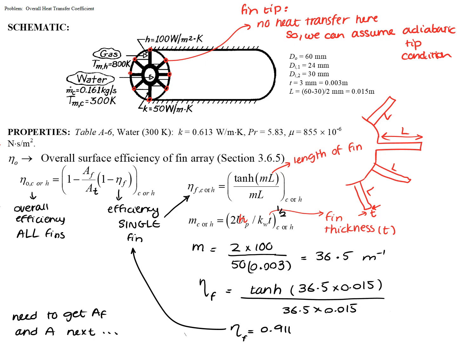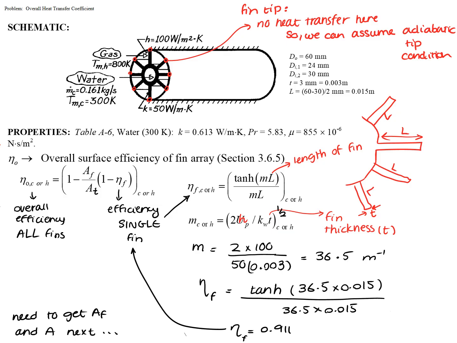And 1 minus efficiency, and the subscript here is F, the efficiency of one single fin as opposed to the efficiency of all the fins together. So you would have to start with calculating efficiency of a single fin. Once you calculate that, you substitute it in this relation. How do we actually get that?